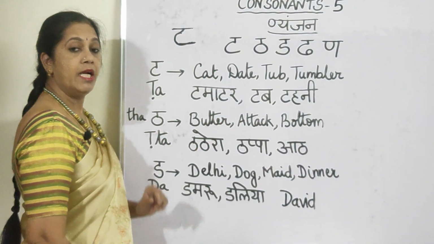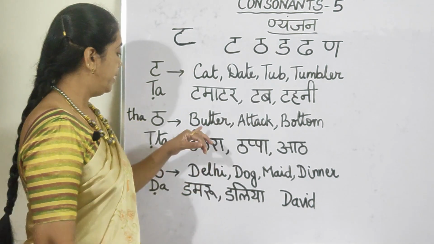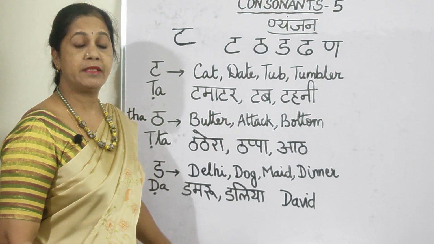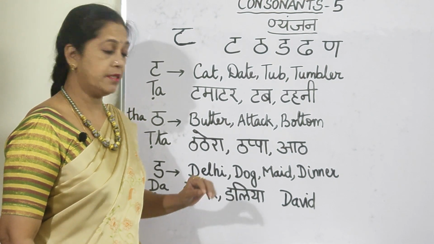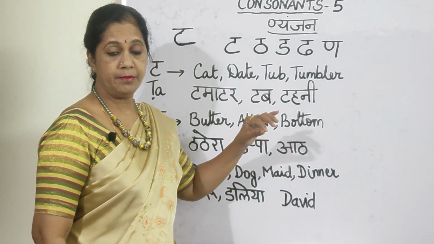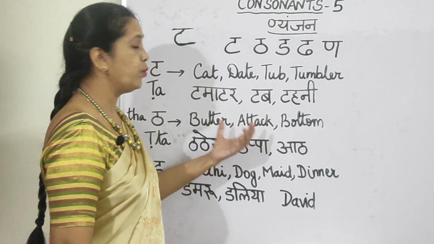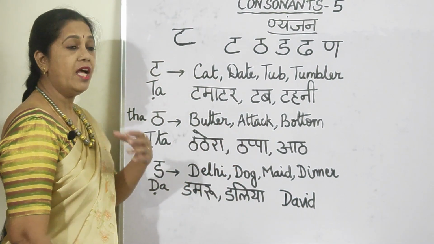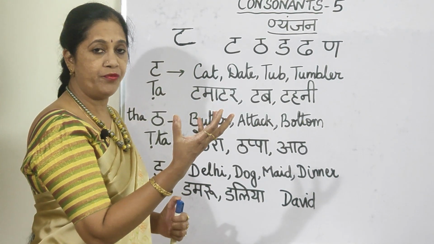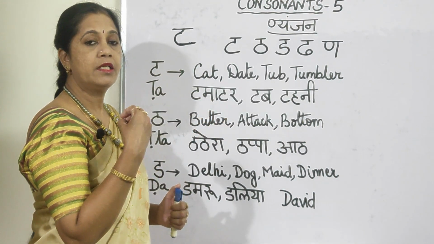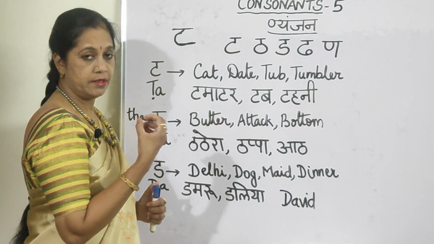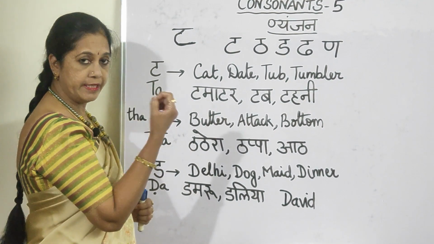Now the next one, tha. Now see here how I'm going to pronounce it. Butter, attack, bottom. So this is how we use the sound, so that pressure is there, that ha sound comes out. With the t sound, ha also is followed with it. In English we say t, that way we say it as a phonetic sound.